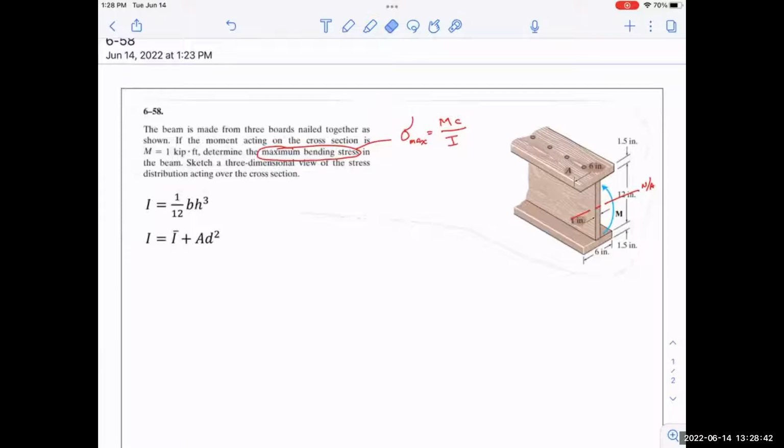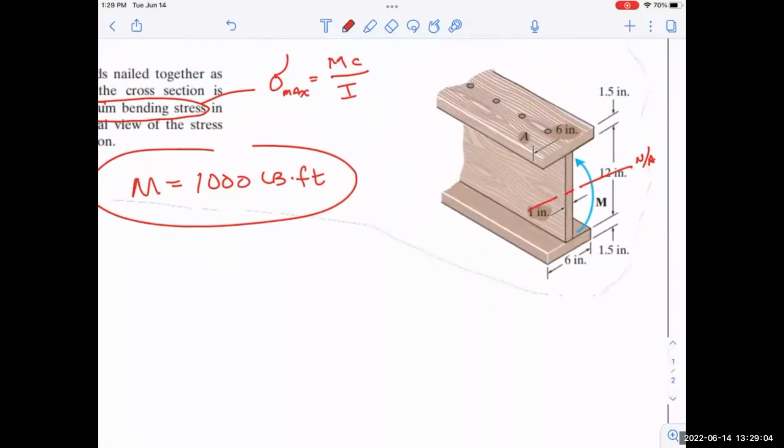Okay, so we know where the neutral axis is. Cool, that's great. We were told it's 1 kip foot. So does it make sense? They're just telling us that M is 1,000 pound-feet or feet-pounds. That's our moment. So that's kind of cool, right? Because I can just plug it in. And because that neutral axis is in the center, I want you to stare at the figure. Can you tell me what C is here?